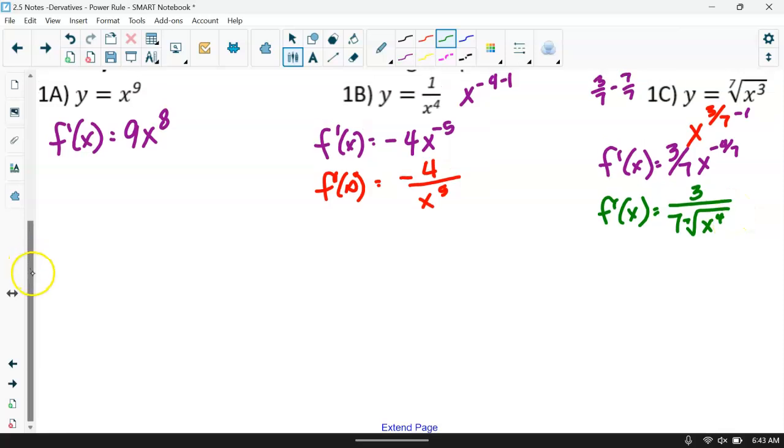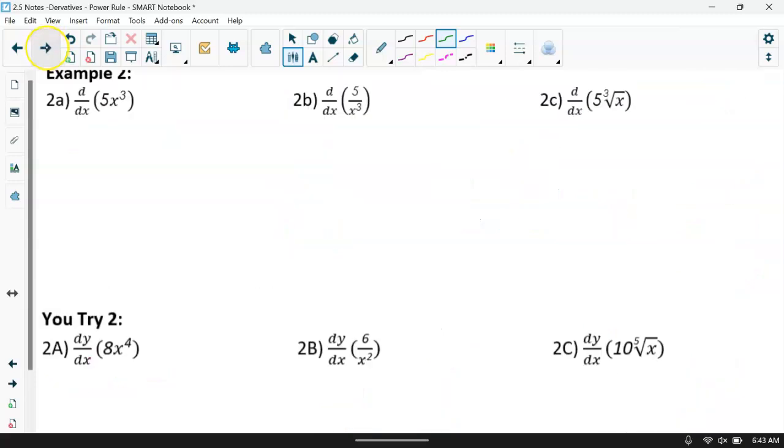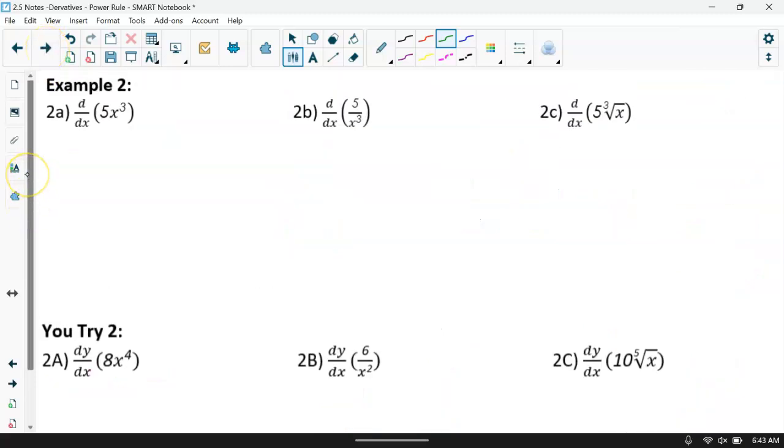So now notice how in these examples, there was no original coefficient. Like we brought down the exponent, that became the coefficient. So what if we already have one? So now let's take a look at these. That just means that if I'm finding the derivative here, when we bring down our exponent, we need to make sure to multiply to the coefficient.